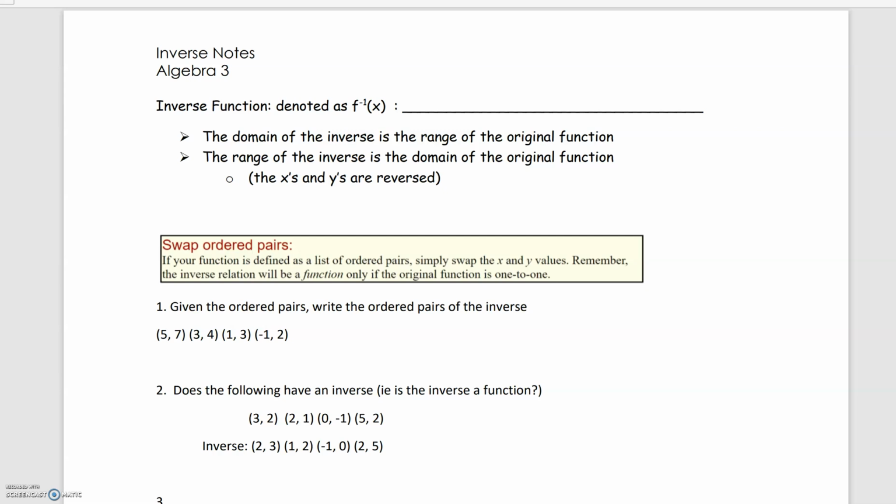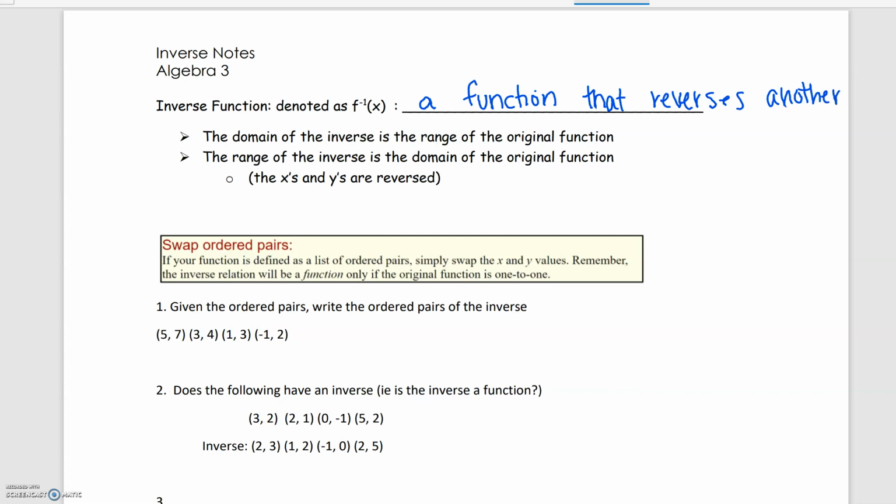So this video lesson is over how to find the inverse of a function. An inverse function, denoted with that little -1 up there next to our f function, is a function that reverses another. So think of it kind of like the reverse.